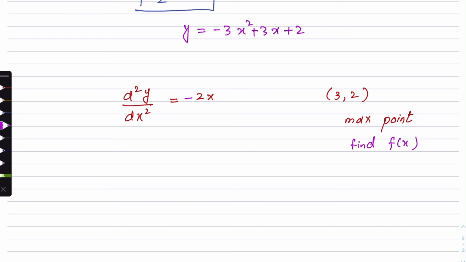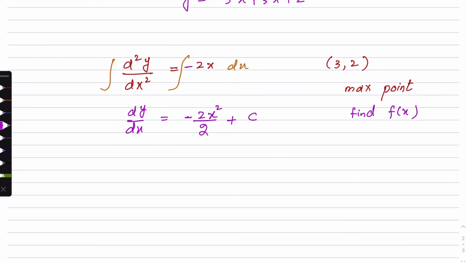From d square y over dx square, let's see how we can get the original function. I will integrate it on both sides with respect to x. When we integrate just one time, what do we get? dy over dx. On this side, this would become minus 2x squared divided by 2 plus c.